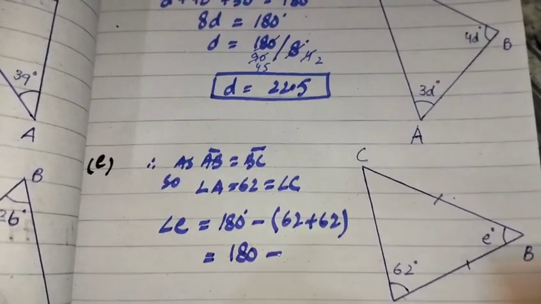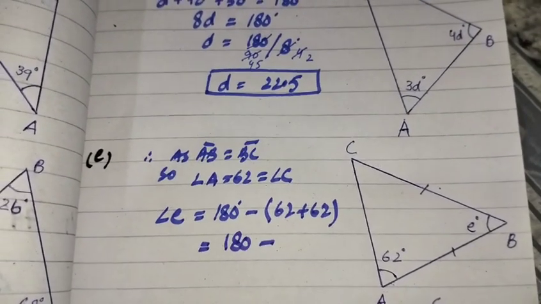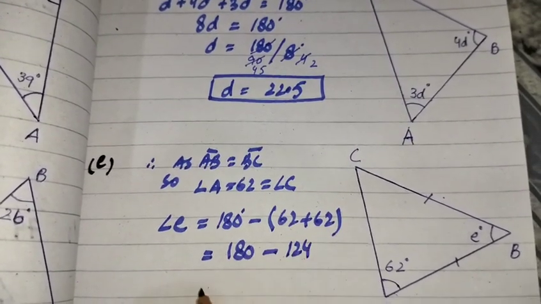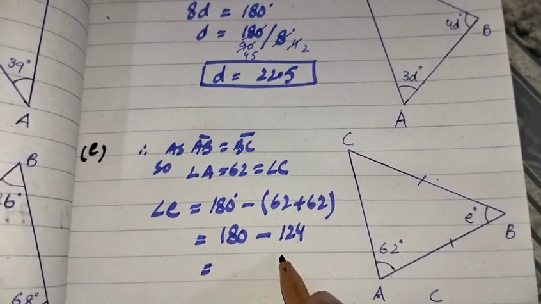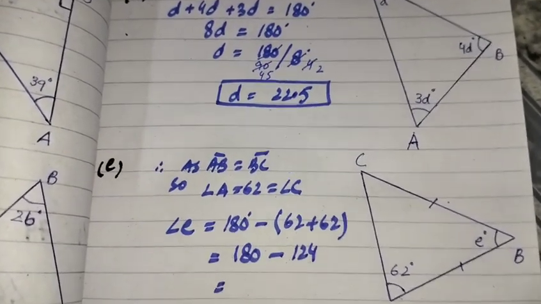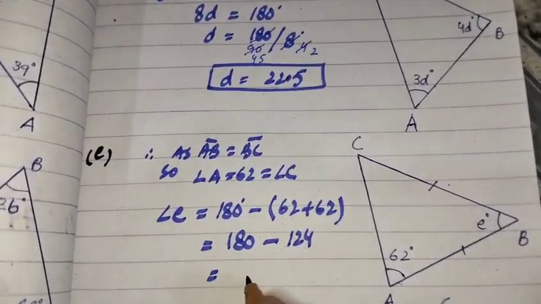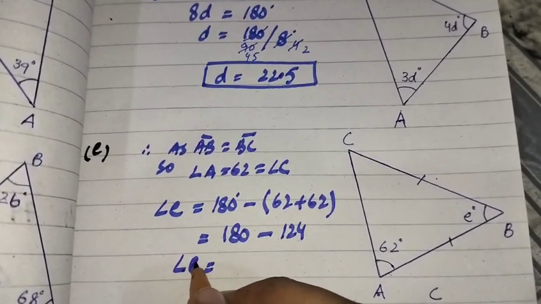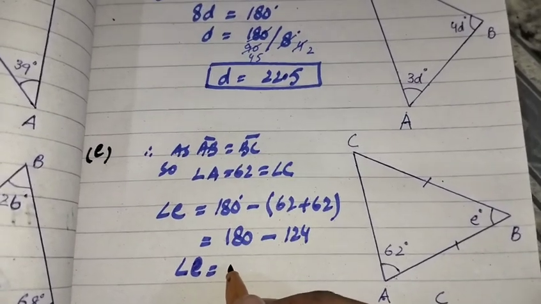So it will be 180 minus 62 plus 62, which is 124. When we subtract 124 from 180, it will be 56. I have to check. Yes, it is 56. So angle E will be 56 degrees.